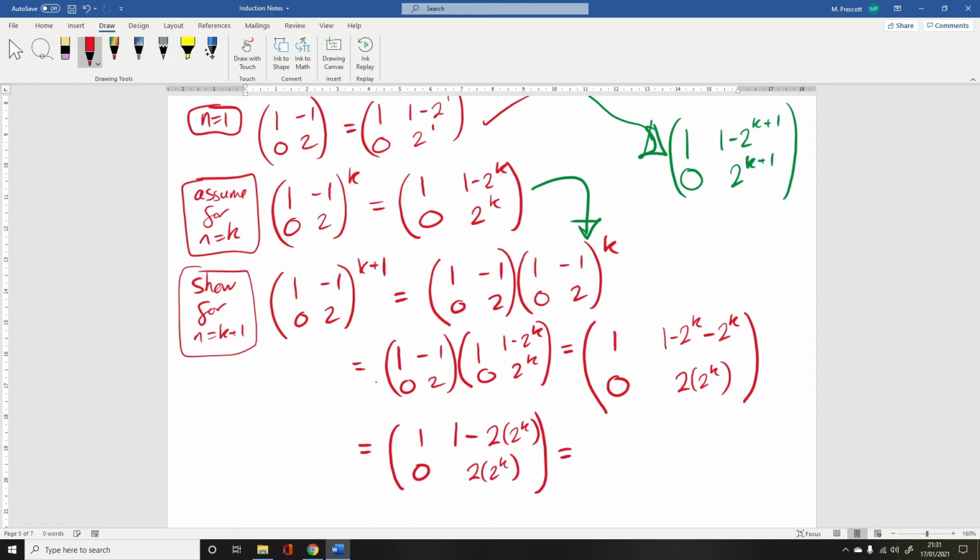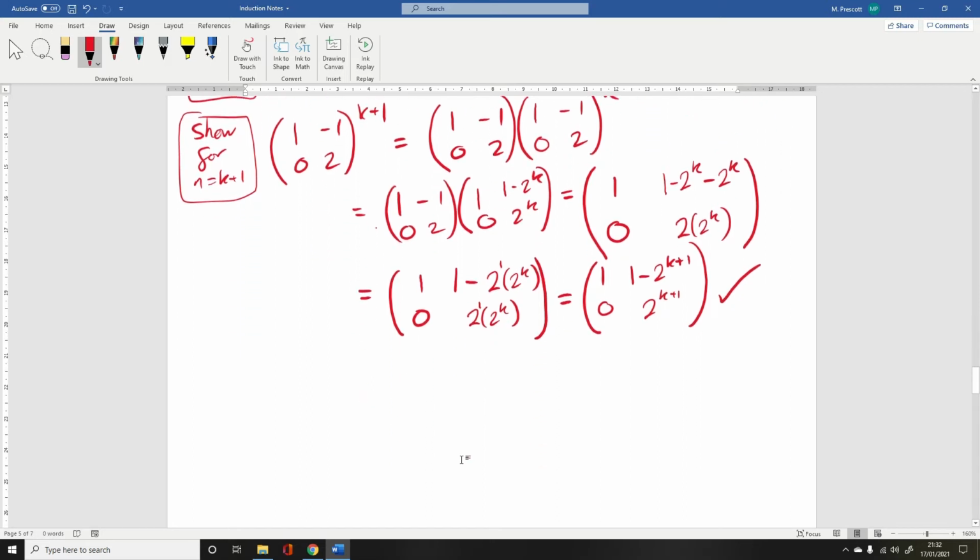And then we can use the fact that 2 times 2 to the k is the same as 2 to the 1 times 2 to the k, and by index rules, they would add together. So we get 1, 0, and then 1 minus 2 to the k plus 1, and 2 to the k plus 1, which we've shown.